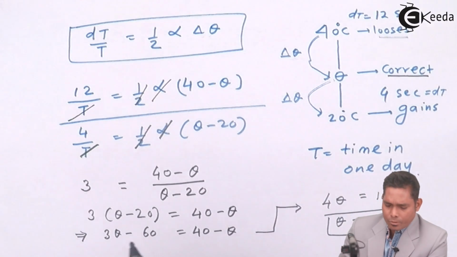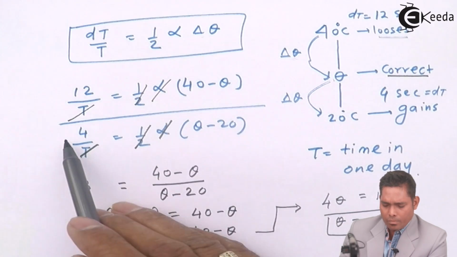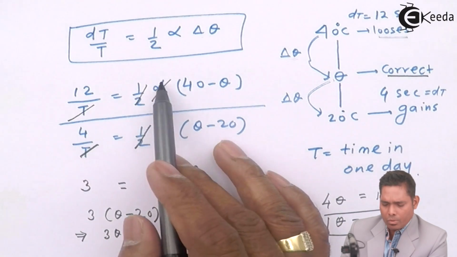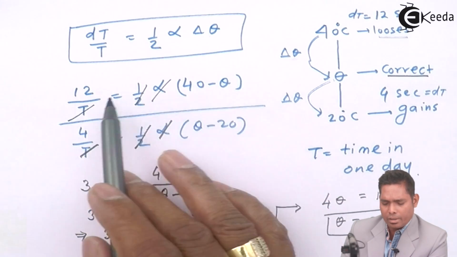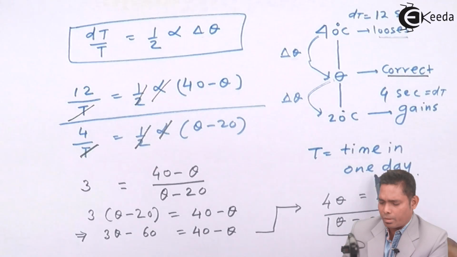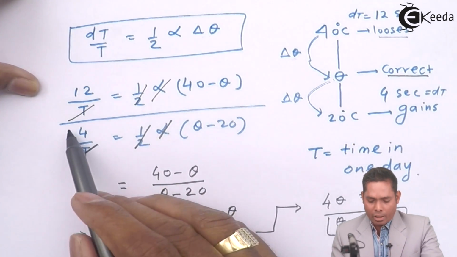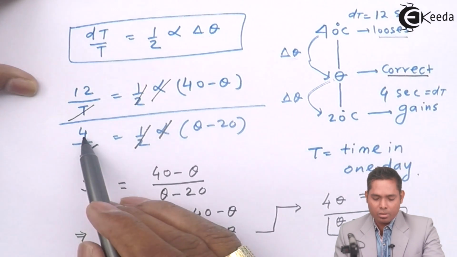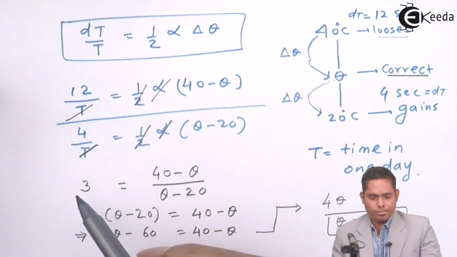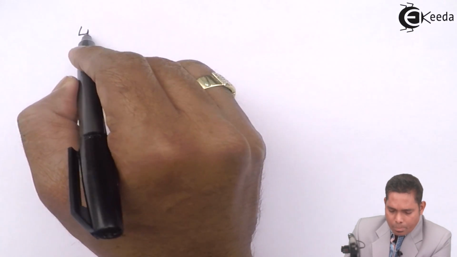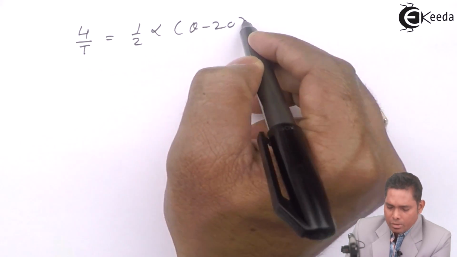How to find alpha? You can use either this equation or this equation. In both these equations we have alpha, so we take alpha, rearrange, put the value of theta, and get alpha. Also, t is the time in one day, whatever the value is, we'll put it and get it out. I will use this equation, because this number is smaller, so I don't have to multiply with a bigger number. So 4 upon t equals half of alpha into theta minus 20. This equation I will use.